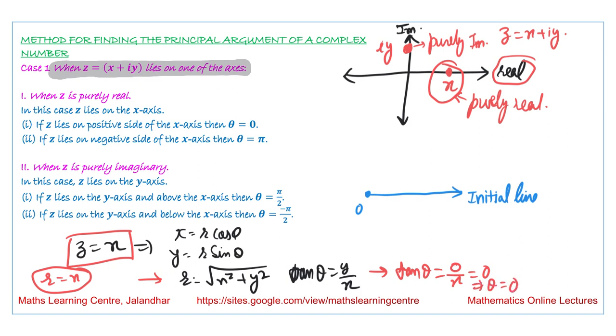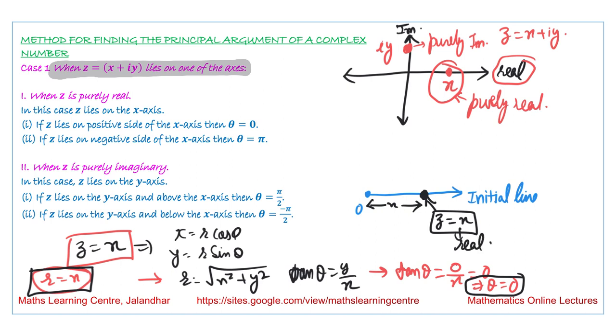So this implies theta is equal to 0. It means how much distance we have to move from the initial point, it is the distance x, and what is the angle it is making with the initial line, it is 0 degrees. So this is the point we are representing over here, corresponding to z is equal to x when the number is purely real.